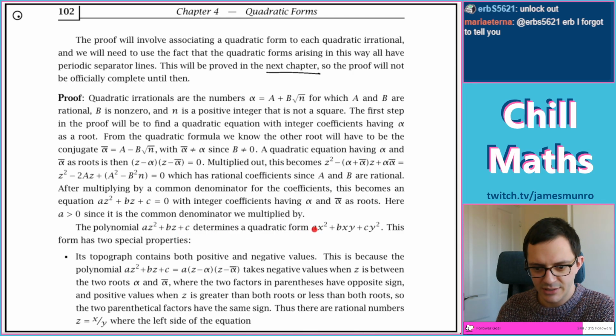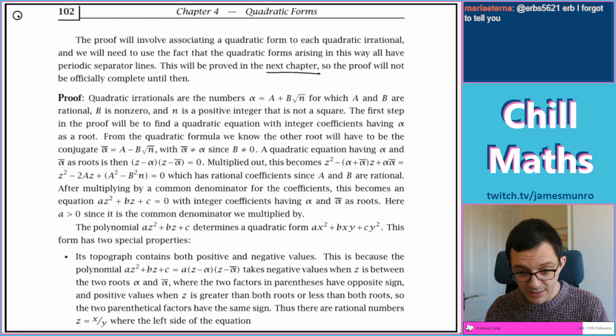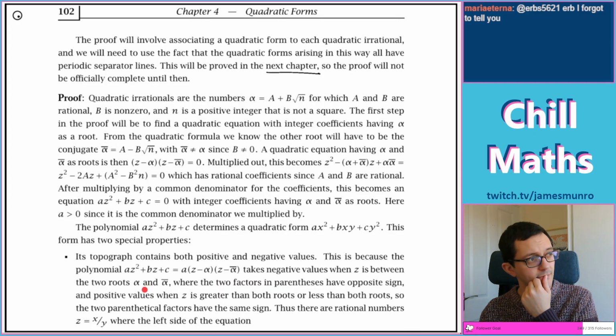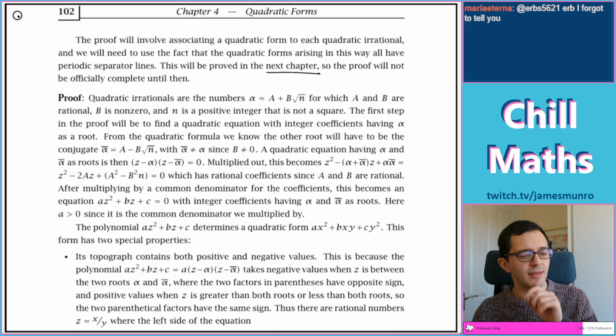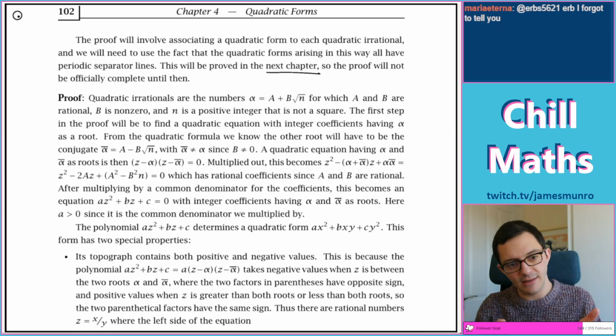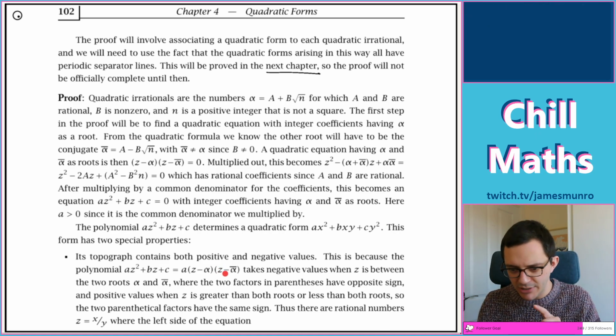This gives us a quadratic form, and the form has two special properties. First, its top graph contains both positive and negative values. This is the bit where I need to be convinced that there is a separator. I thought you could plug in nearby fractions. Let's see what they do. It takes negative values when z is between the two roots. They're thinking about an interval on the real line, but with our projection method, that projects onto a bit of the outside of the fairy circle, and there you get negative values. There are regions associated with those points. So it wasn't look nearby necessarily. That would work, but fair enough.